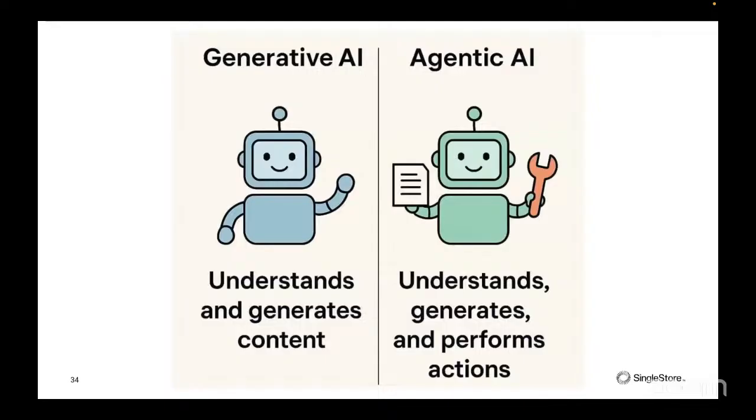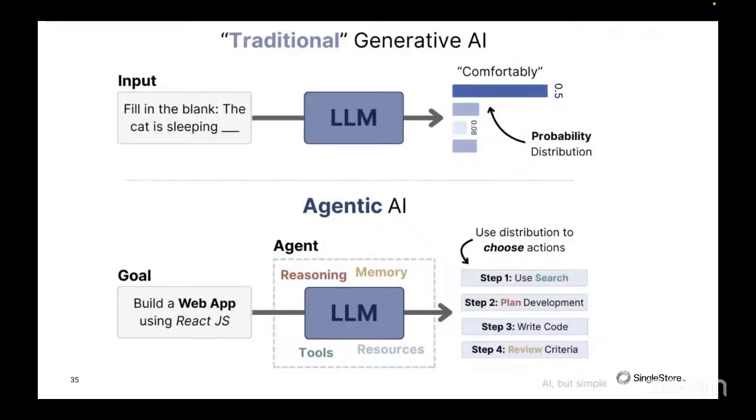So again, a simple differentiation between generative AI and agentic AI. Generative AI understands and generates new content, basically. Agentic AI understands, generates, and performs actions, because it has access to the tools and all those things. Again, like traditional generative AI, the input is fill in the blank.